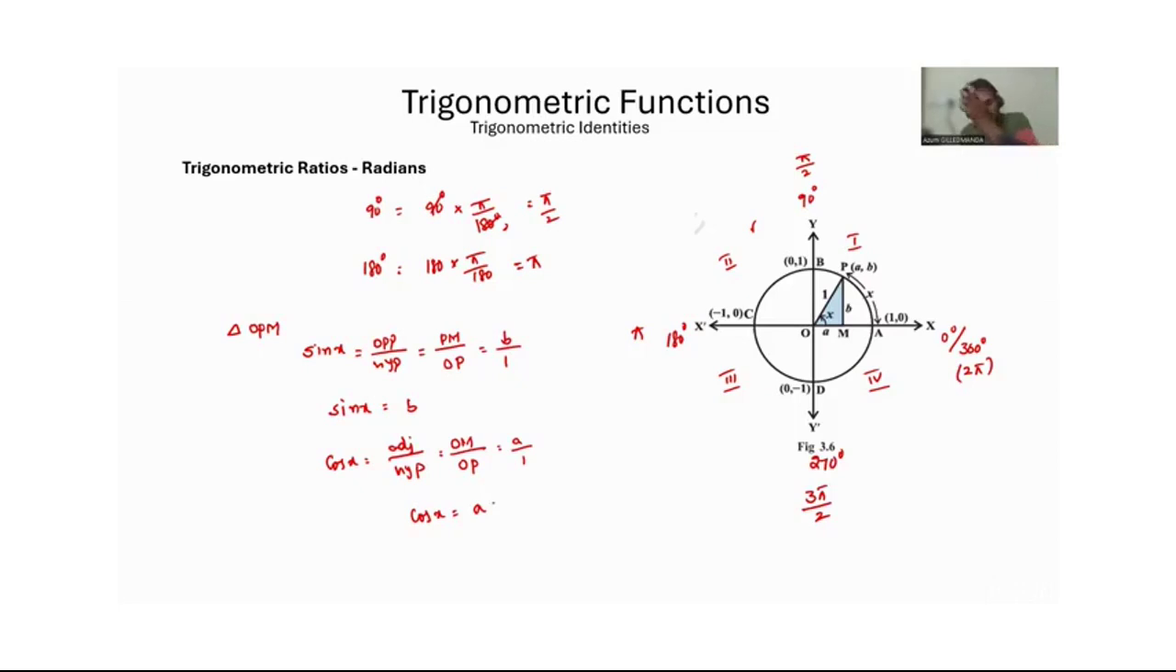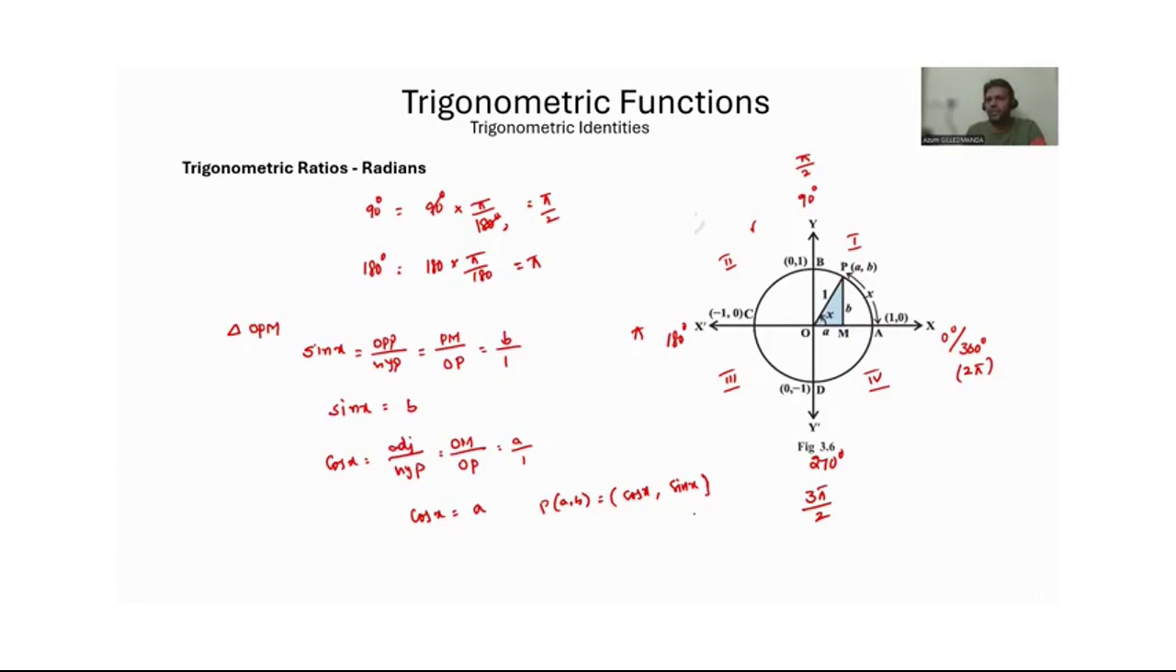So that means we have any point on the circle, right? If I have any point A comma B on the circle, then A is nothing but cos x and B is nothing but sin x. Or I can write P of A comma B as, what is A? A is cos x comma sin x. So if we know the angle, we can get the point on the circle using cos x and sin x.